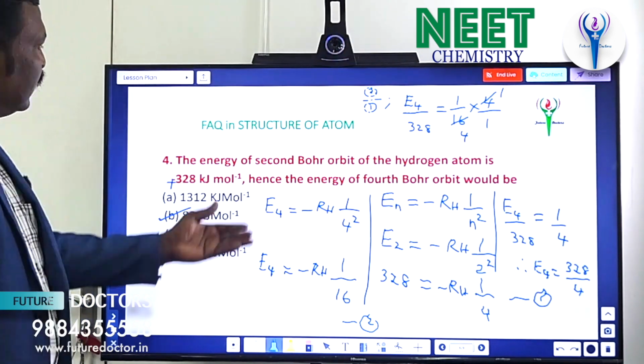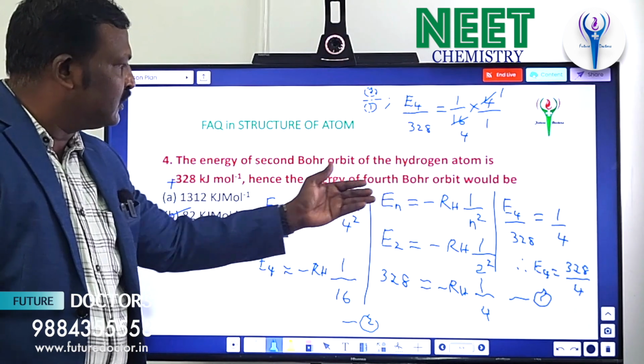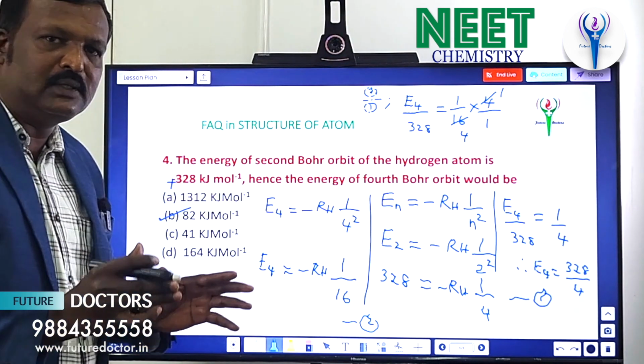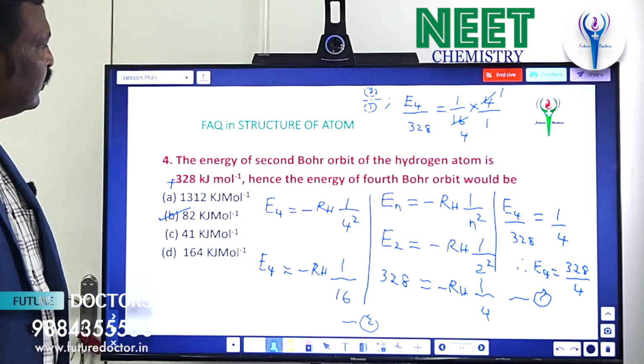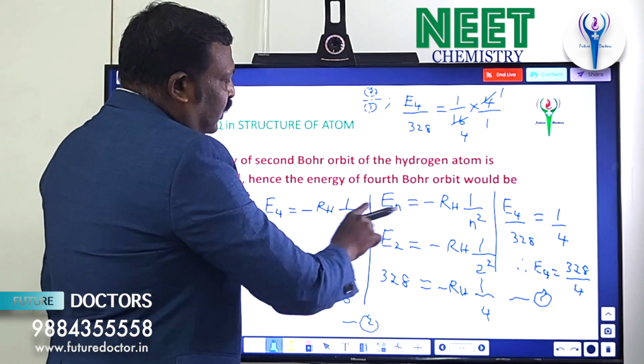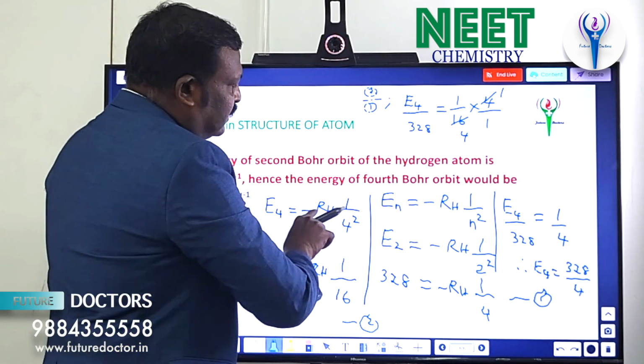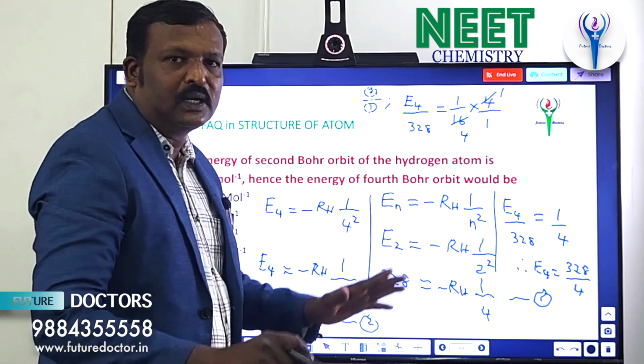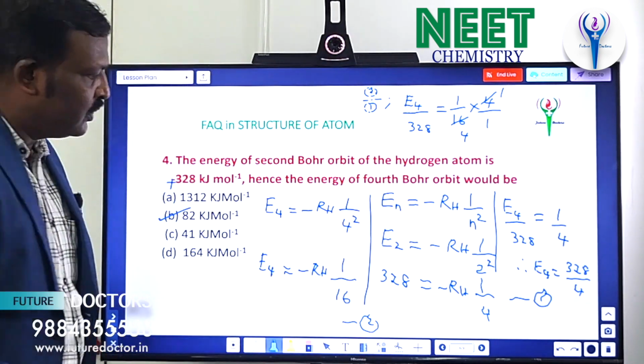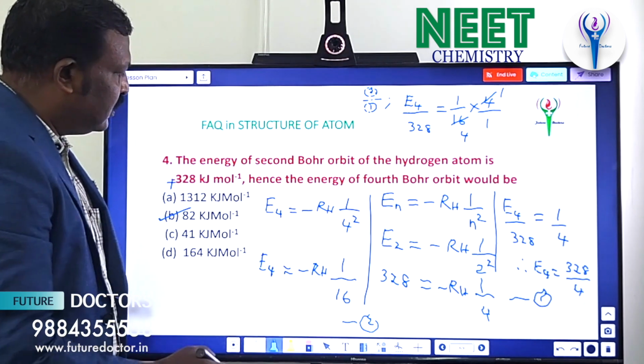Are you following? The second orbit is given, we have to find out the fourth orbit. So we have to frame the two equations. If we compare, we can get the answer. Understood? Okay. This is the formula. In both the equations we have RH, and in both the equations we have minus. So minus and RH will be cancelled. We can get the answer. Understood? Okay. Now see the next sum.